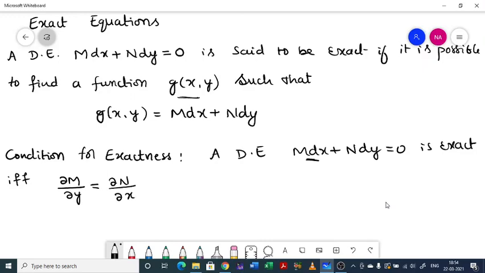See, generally any differential equation will be of this form: m dx plus n dy equal to 0, where m and n are functions in both x and y. More clearly, you can write this as m of x comma y into dx plus n of x comma y into dy equal to 0.